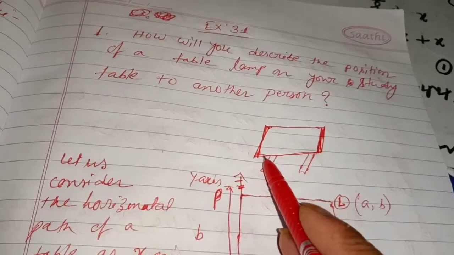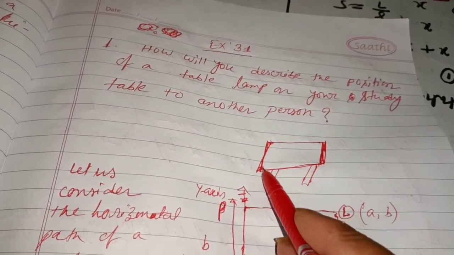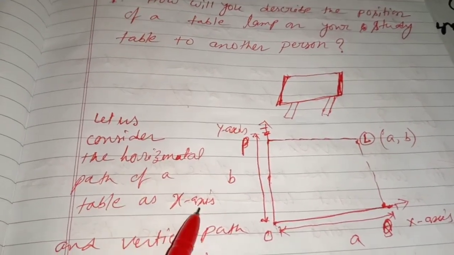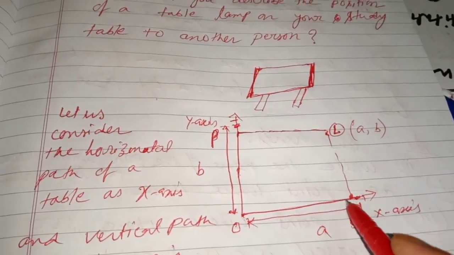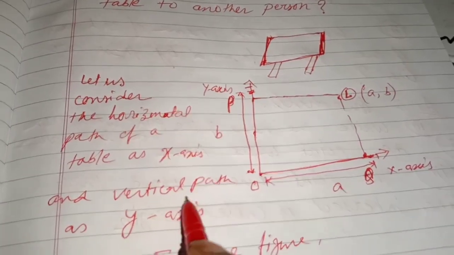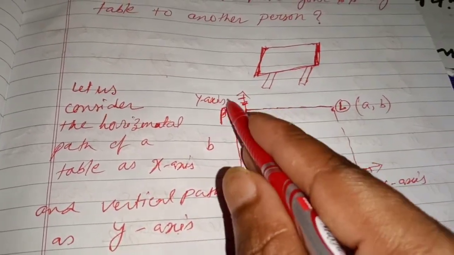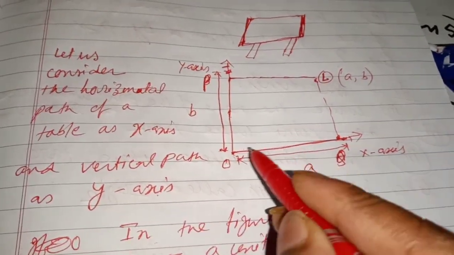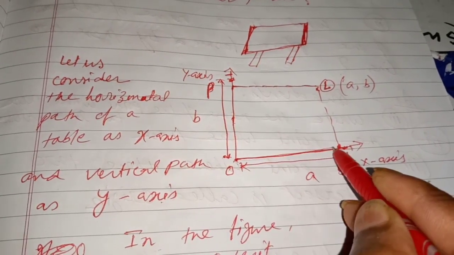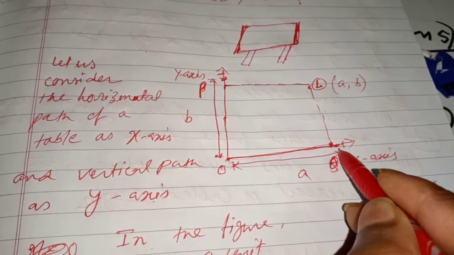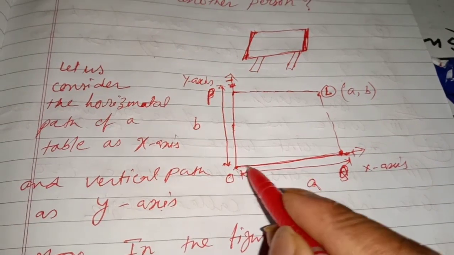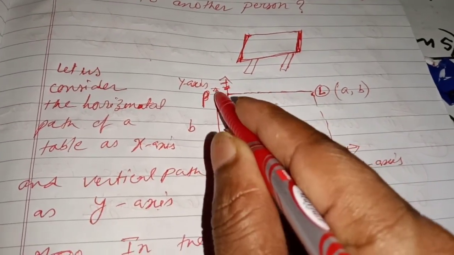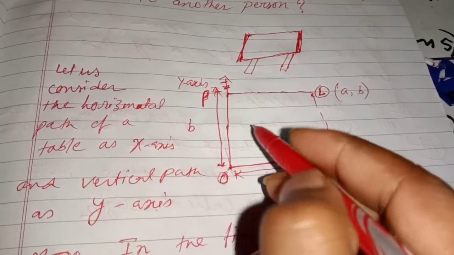suppose this is the table, a rectangle table. Here's a horizontal part and this is a vertical part. Let us consider the horizontal part of the table as x-axis, and the vertical part as y-axis. In the figure, you can see the figure. Suppose this length up to this, this is y-axis. Up to this length is how much? A unit. And from this is O. This is O. And this length is how much? Up to this.